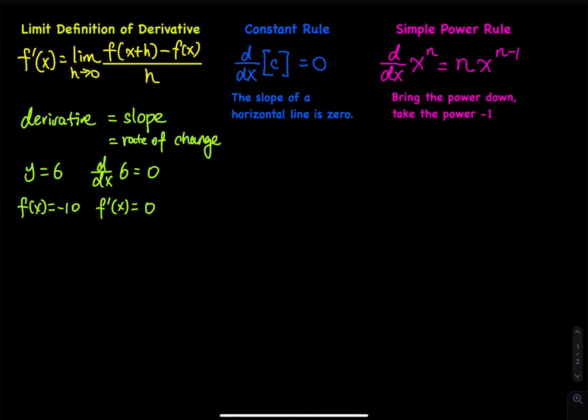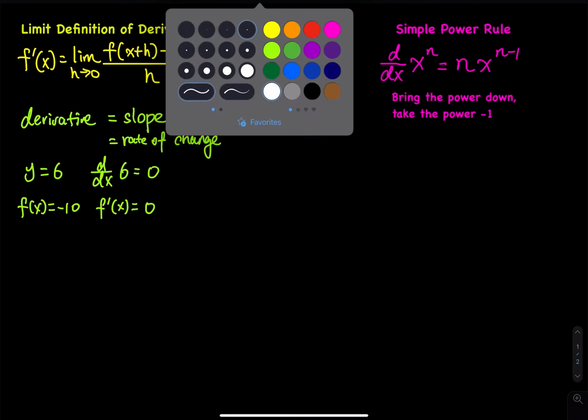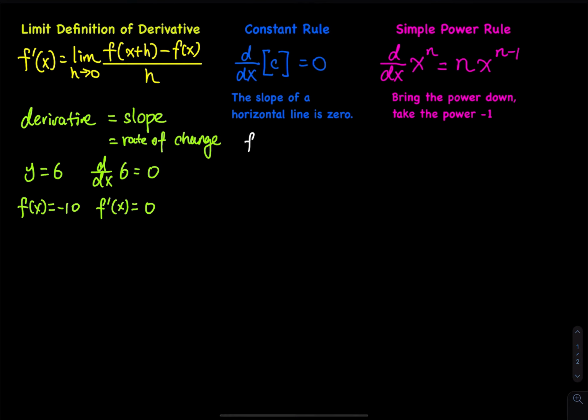So let's do a few examples. Let's say we have f of x equals x to the 5th. So f prime of x is equal to, you bring the 5 down, and then x raised to the 5 minus 1. So with a little bit of practice, that is equal to 5x to the 4. You can just do this in one step.